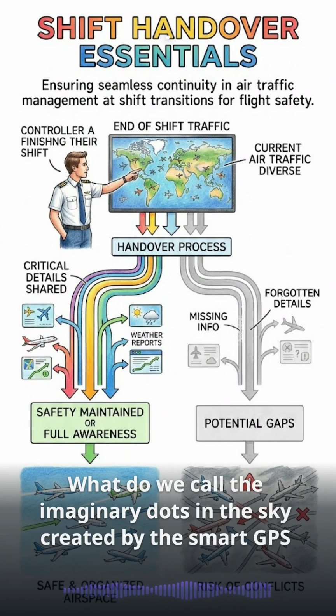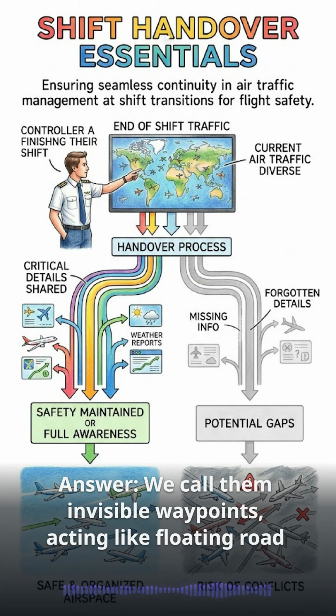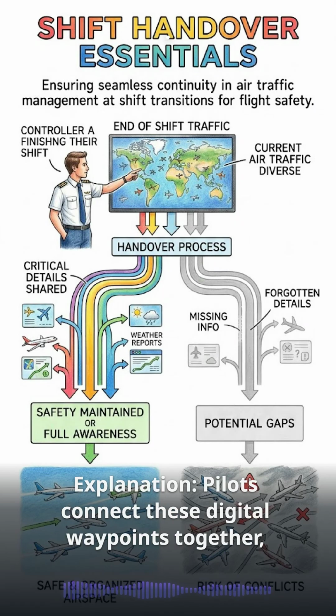66. What do we call the imaginary dots in the sky created by the smart GPS computers? We call them invisible waypoints, acting like floating road signs in the empty blue sky today. Pilots connect these digital waypoints together, building a smooth flying route across the entire wide country.